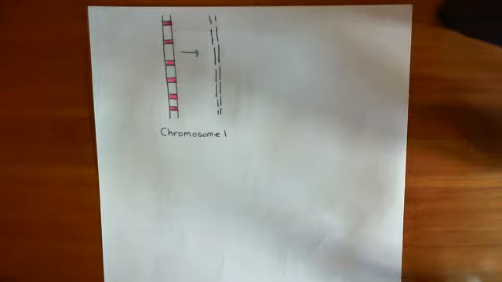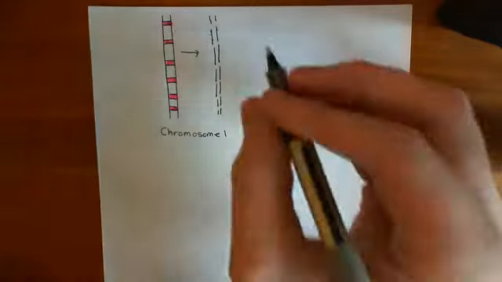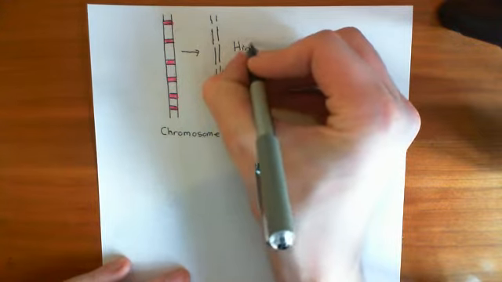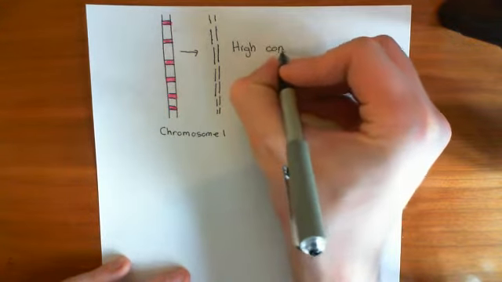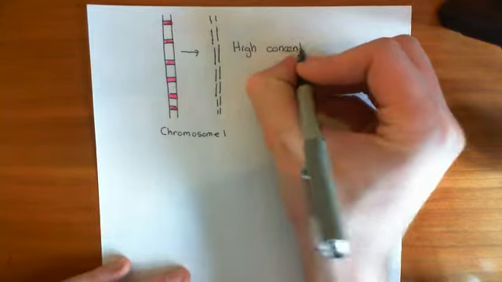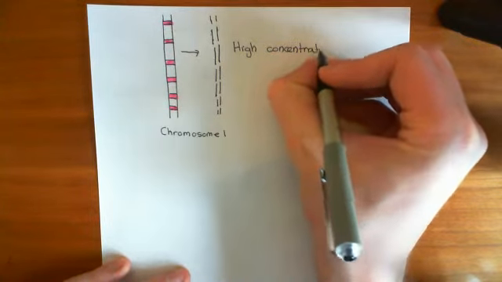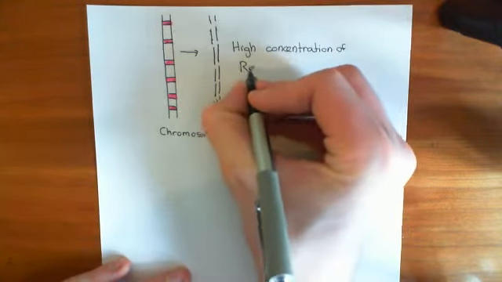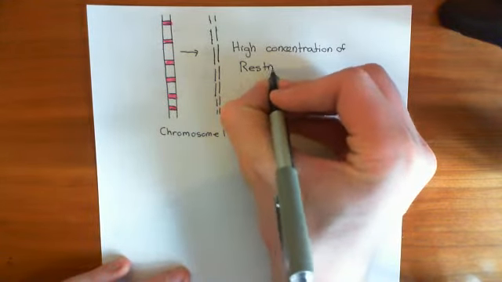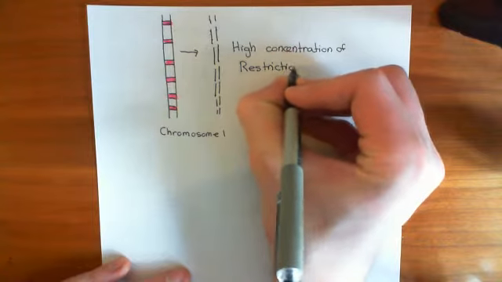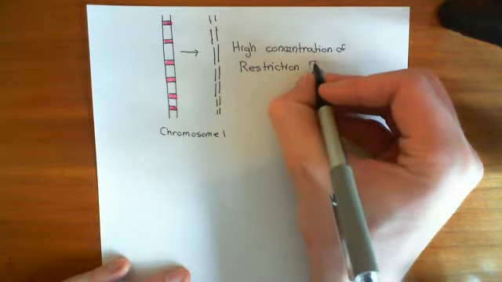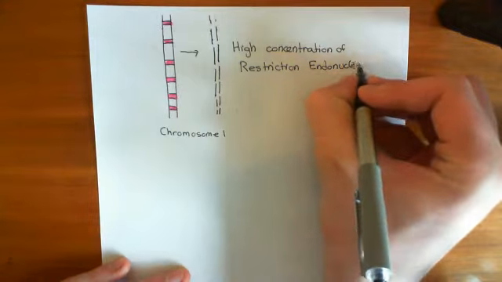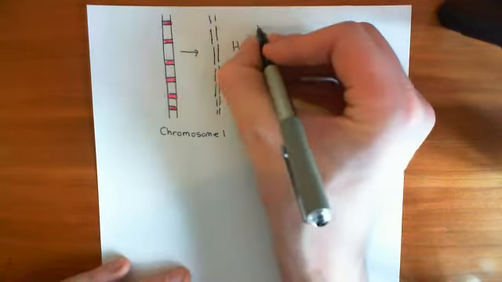Alternatively, you could put in a lower concentration of restriction endonuclease. So this is at a high concentration of restriction endonuclease that we get this. So every single recognition site is going to be cut at this high concentration of restriction endonuclease. That's what's known as a full restriction digest. So every recognition site is cut, basically. Okay. So a full restriction digest is what that is.